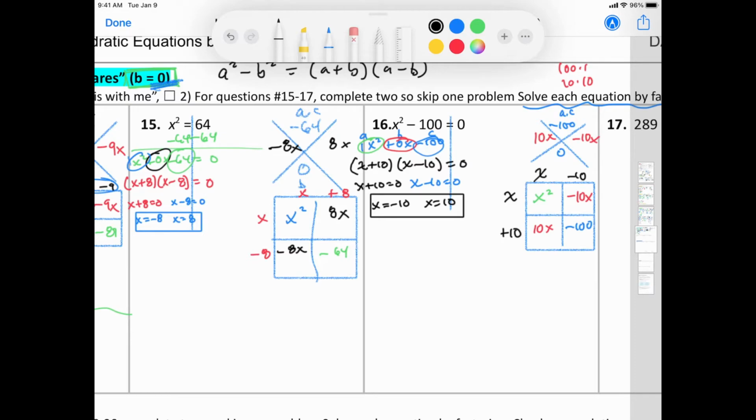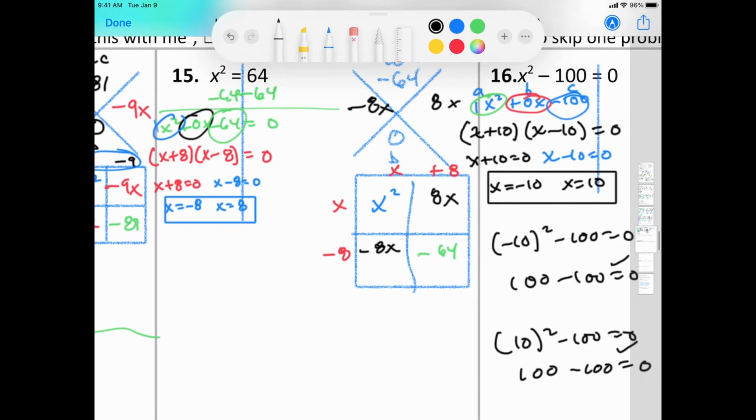That would become 100 minus 100 equals 0, and same thing over here. So that is true. On the previous problem, that is true, right? Negative 8 times negative 8 is positive 64. Same thing if we did a positive 8 squared.